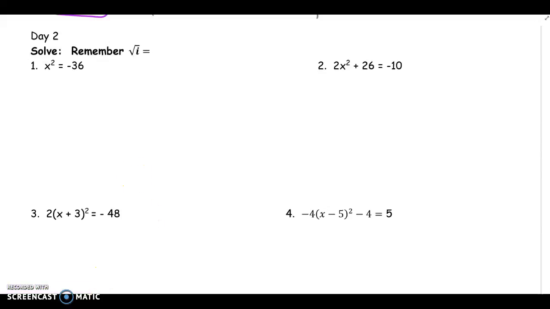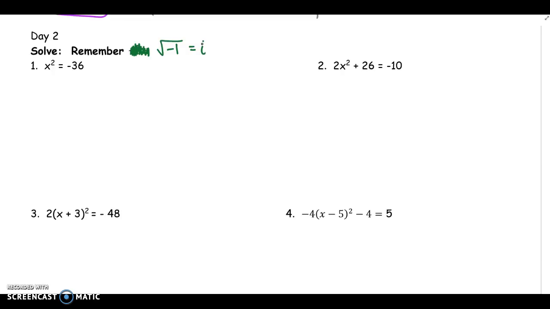The first thing that we need to do is fix a mistake in the notes. So do you see where it says the square root of i? Yeah, that's wrong. Just get rid of that. I want you to remember that the square root of -1 equals the imaginary number i. That's what it was supposed to say.